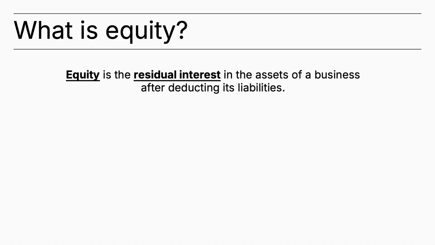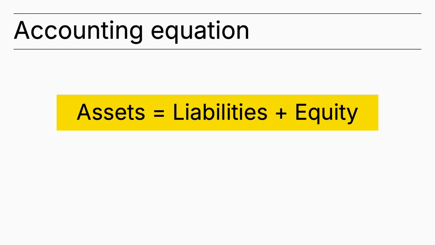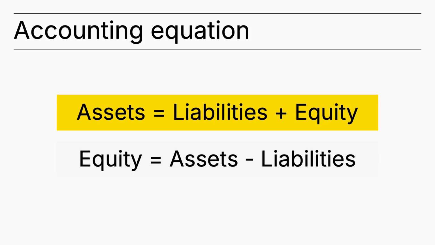You'll notice this definition lines up perfectly with the accounting equation. In accounting, everything starts with this relationship. Assets equals liabilities plus equity. Now, if we rearrange this equation, move liabilities to the other side, we get a new form. It would be equity equals assets minus liabilities. And this version is useful because it directly shows how to calculate what belongs to the owner. This is the formula we'll use in all examples moving forward.